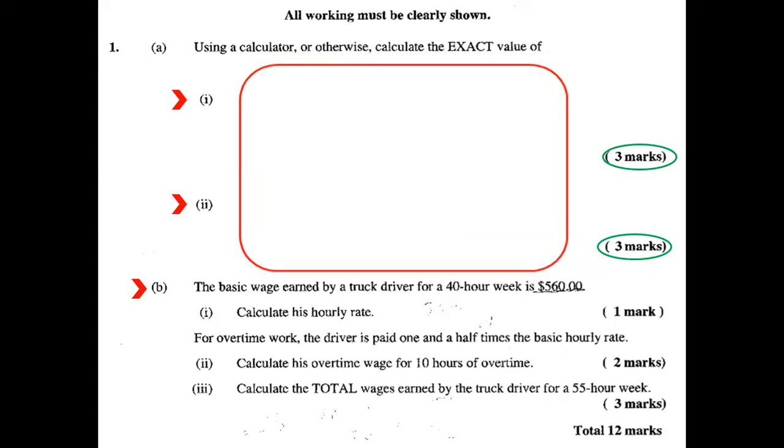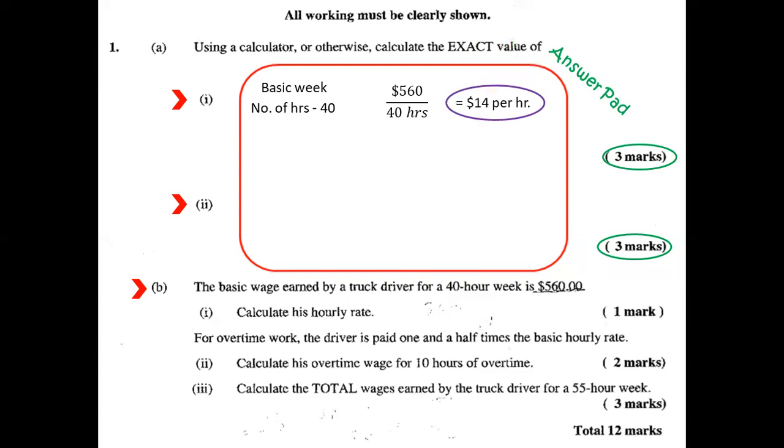All right, so the other category in this question 1 is from consumer arithmetic, and this is wages. The question is saying that a basic truck driver earns for a 40-hour week, $560. What is his hourly rate? So for a basic week, 40 hours, for the rate, we divide how many times 40 can go into that 560. It's 14 times, and that would give us the rate there. $14 per hour. That's it for the rate. Worth 1 mark.